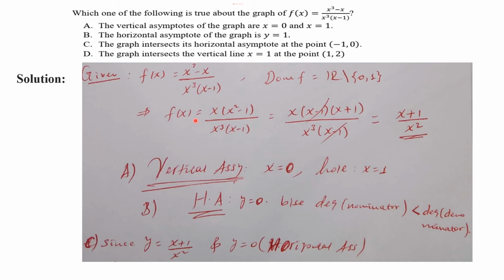Now let us factorize. When you factorize the numerator, x squared minus 1 comes out, and the denominator is x to the power of 3 times x minus 1, as given. So this one means x times x minus 1 times x plus 1, and this one is x to the power of 3 times x minus 1. x minus 1 cancels with x minus 1, and the x cancels with one x. What remains at the end is x plus 1 over x squared.